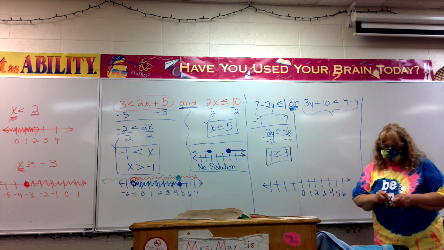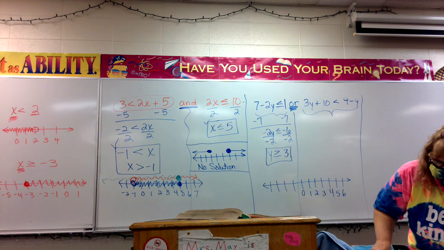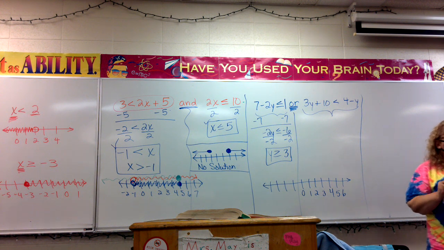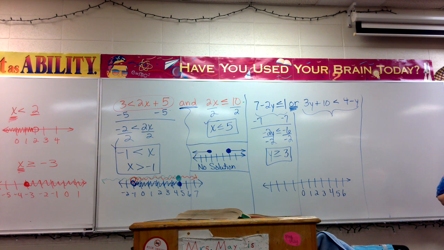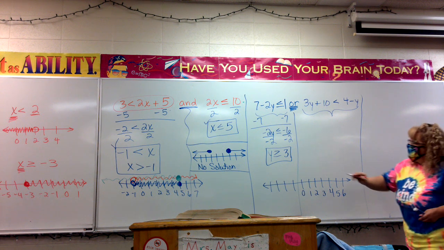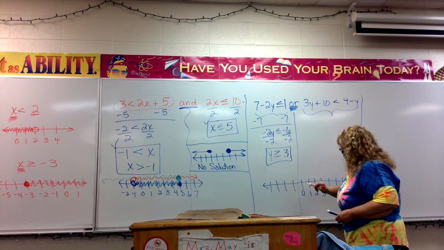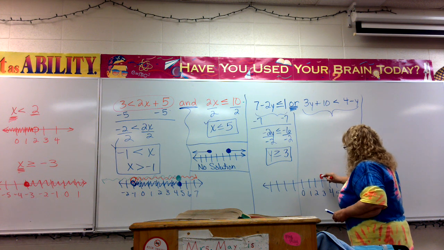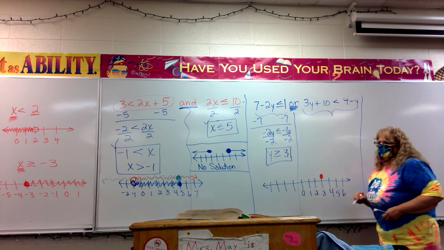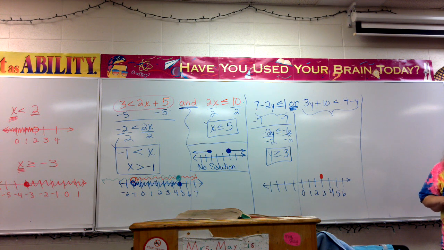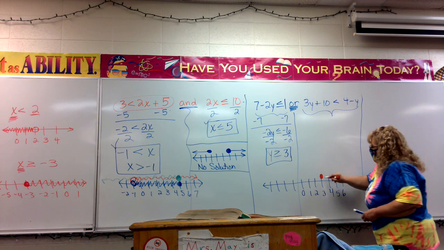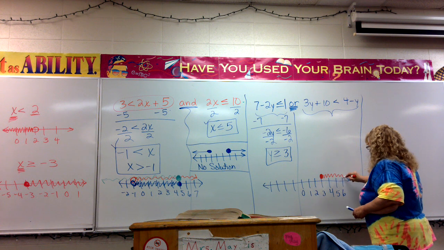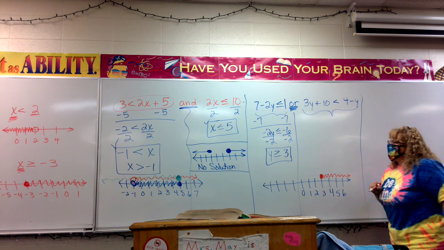So, go to 3. Should I color it in or not? If it's equal to, you color it in under there. So right here. And which way will my line go? Which way are the values greater than? To the right, to the right.